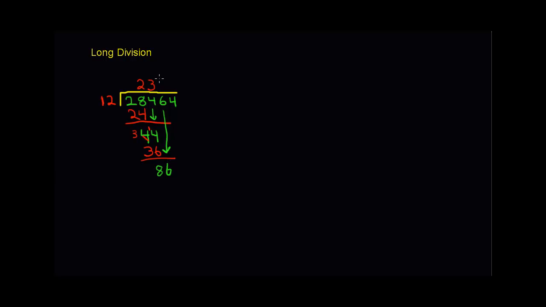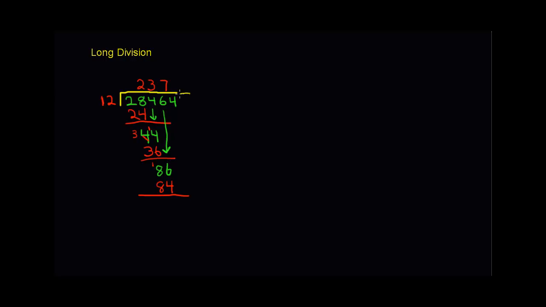Let's see, 86 divided by 12 should go 7 times. 7 times 2 would be 14. You carry your 1. And then 7 times 1 would be 7, plus the 1 that you carried would be 8. Once again, we subtract the 84 from the 86.